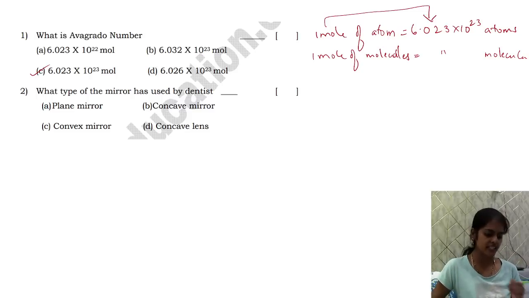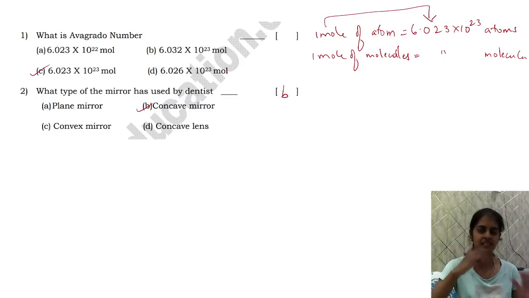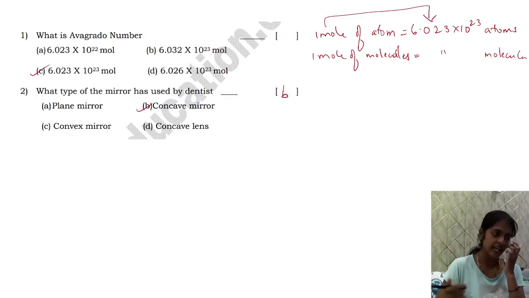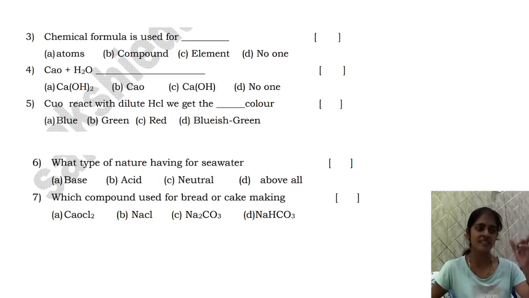Look into the next one. What type of mirror has been used by dentists? Dentists use concave mirror, because with a concave mirror, when you place the object closer to the pole, the image is enlarged and erect. Whereas a convex mirror produces diminished images. So convex mirror is used as rear view mirror. So here it is option C.